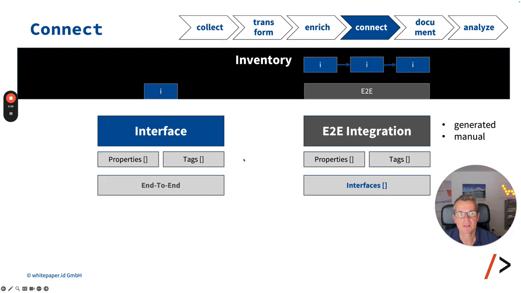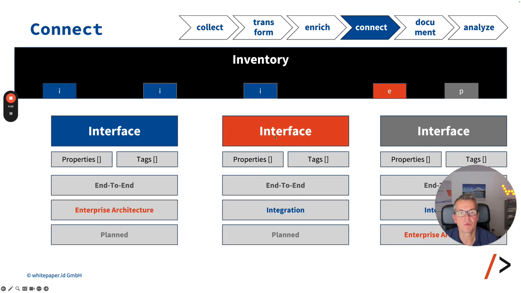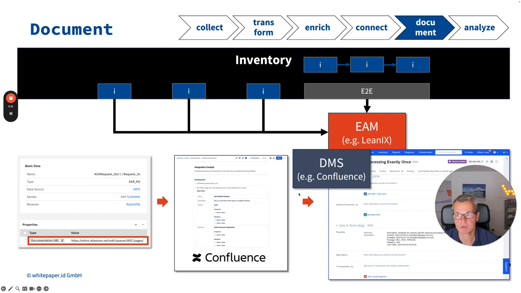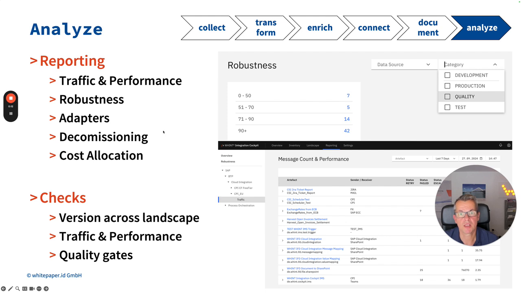We are connecting the interfaces. A sequence of interfaces is something we call end-to-end integration. This can be also tagged and enriched. We have also the different types of interfaces: integration, EAM, and planned. They are also interconnected and linked. We are documenting them towards EAM, towards DMS, for example, Confluence, and we allow you to analyze them for reporting purposes, checks, robustness, traffic, versioning, whatsoever. So that's the how for the integration cockpit.